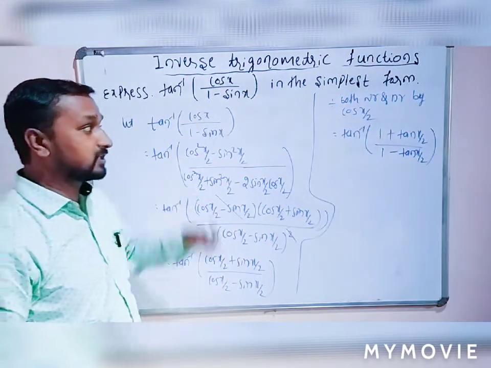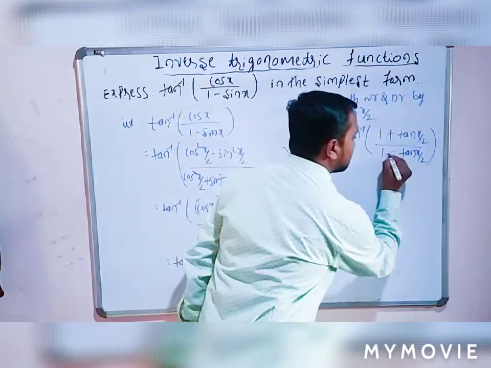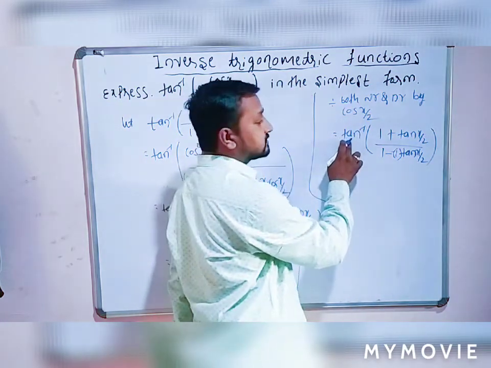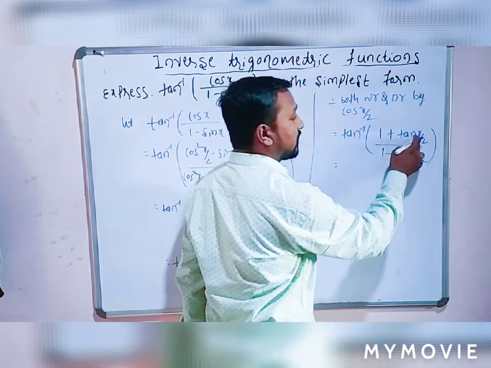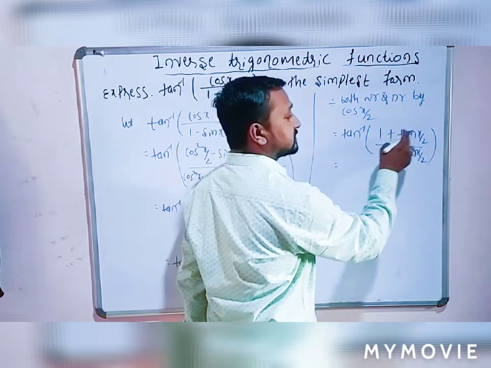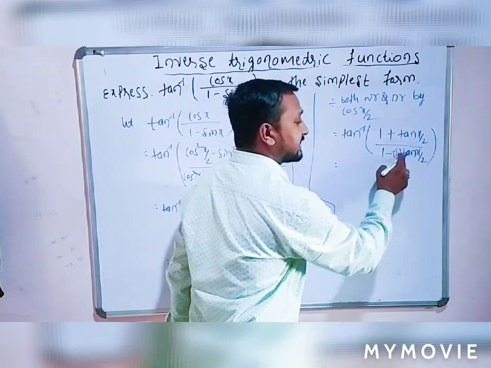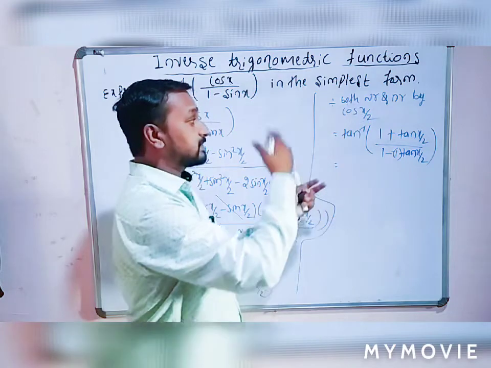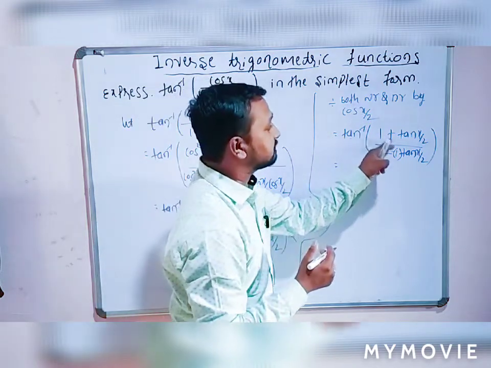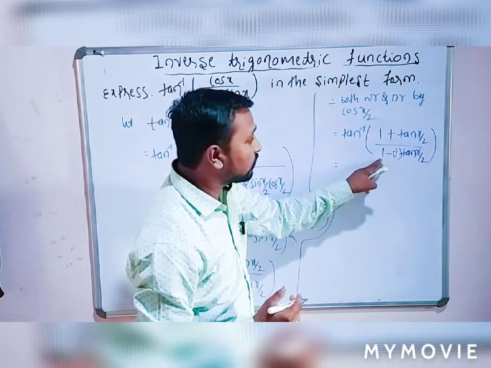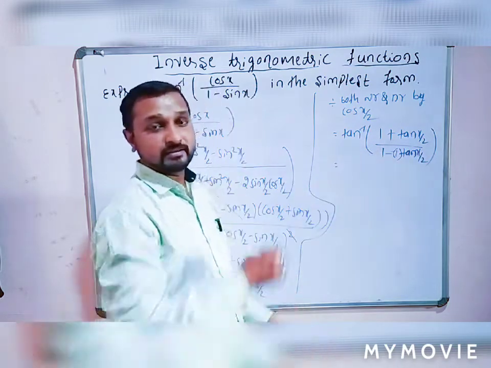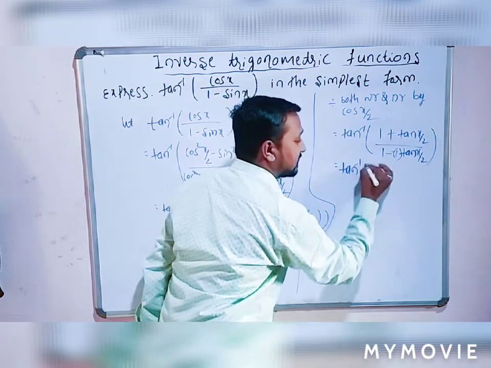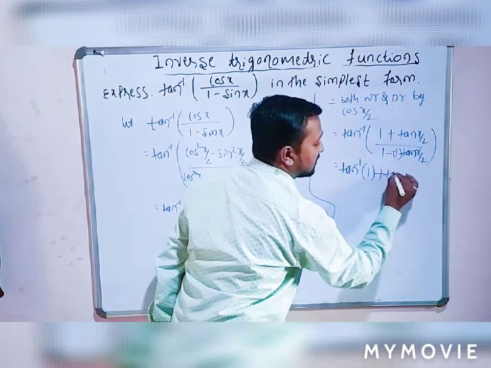So this is our standard formula, that is tan inverse of x plus y divided by 1 minus x into y. This is of the form tan inverse of x plus y divided by 1 minus x into y. This can be written as tan inverse of x plus tan inverse of y.